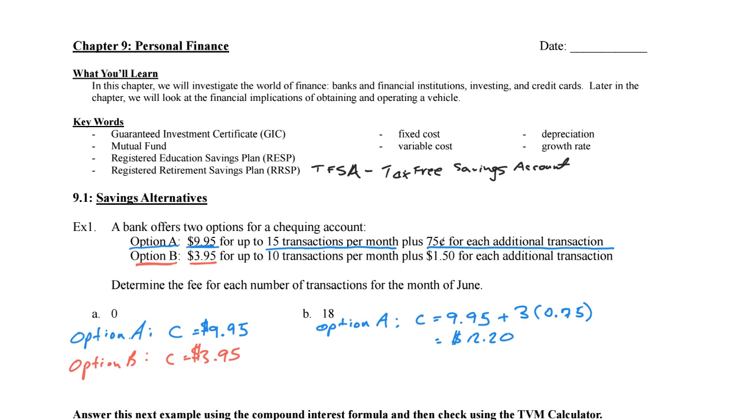Now let's go and do the same for option B. So pause the video and try to calculate how much you'd owe for option B if there were 18 transactions. All right, now for option B, we're going to have to start with $3.95, but the first 10 transactions every month are free. But there are a total of 18, so that leaves us 8. So 8 times $1.50. Now we just punch that into our calculator and we end up with $15.95.